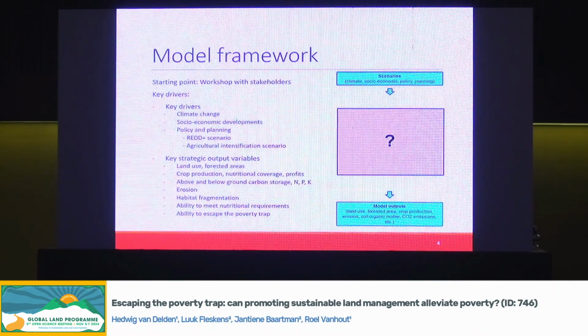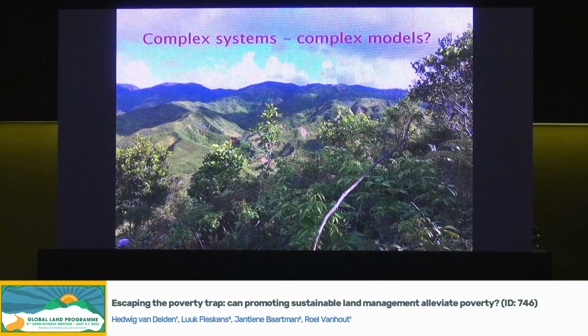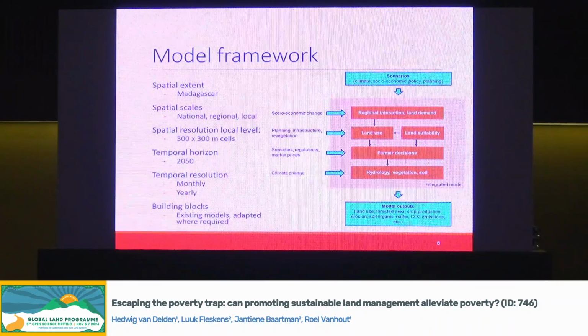So what we thought in the middle, there the question is, if you have such a complex system, do we also need complex models? And actually I know there's a lot of debate going on this. For us, the answer is actually yes! And so where we ended up with is this thing in the middle. The brown part is all the modeling. So our spatial extent is Madagascar, spatial scale is national, regional, local level with 300 meter grid cells, temporal horizon 2050, resolution monthly for the biophysical processes, yearly for the socio-economic processes and land use. And building blocks: we really tried to work with existing models, but we also found we had to adapt them to the local context to make them workable.